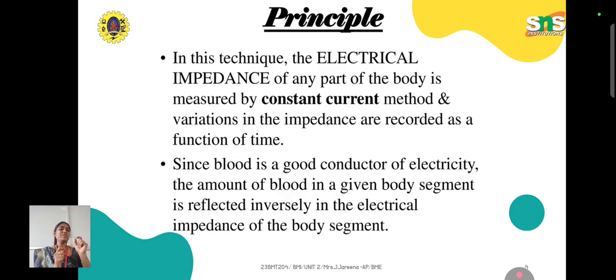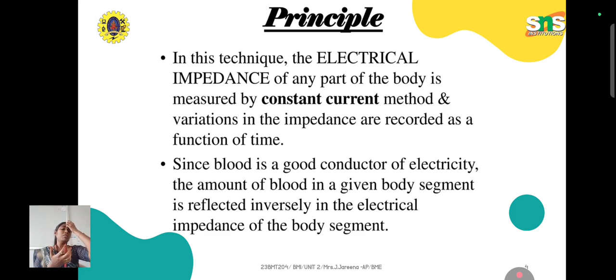The principle of impedance plethysmography is very simple. It just follows Ohm's law, V equals IR. Here we are going to measure the change in resistance. That is the thing we are going to assess here. That change in resistance speaks about our skin resistance, where you are going to place the electrode.